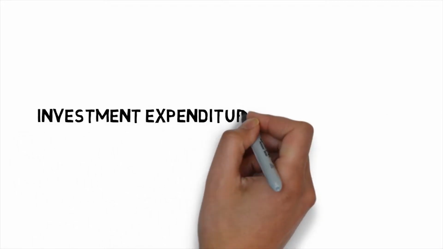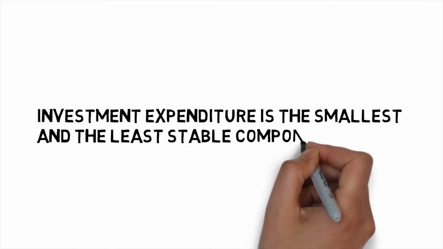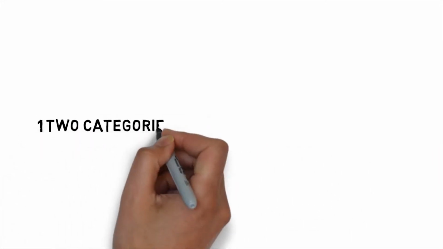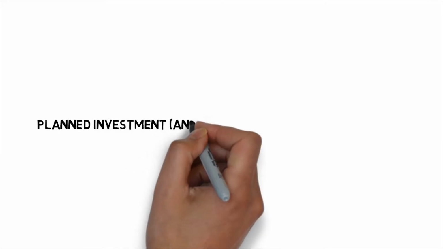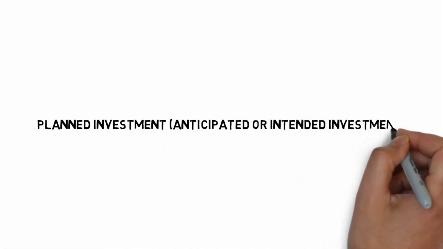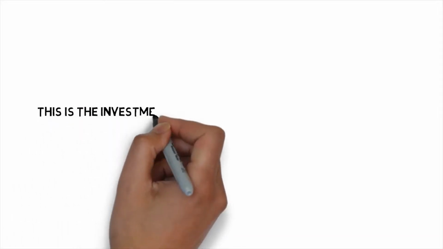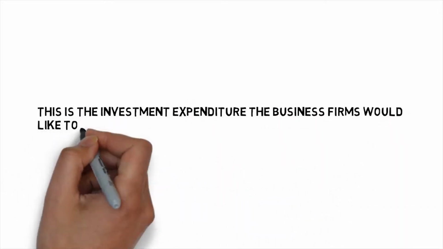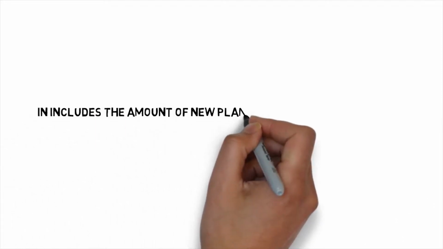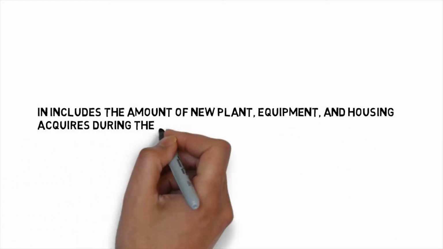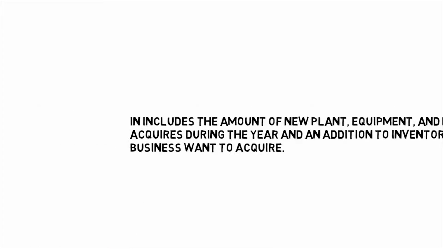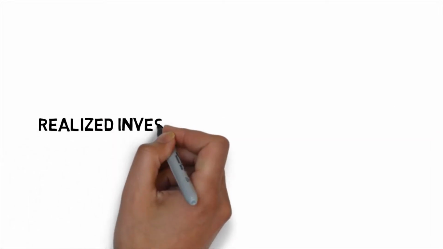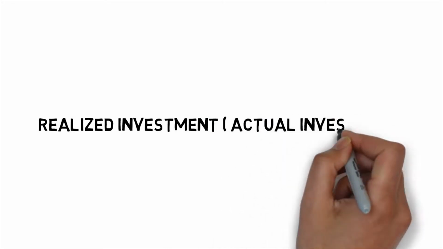Investment expenditures. Investment expenditure is the smallest and the least stable component of GNP. There are two categories of investment expenditures. One is planned investment, which is anticipated or intended investment. Planned investment is the investment expenditure the business firm would like to make over a period of time based on the condition of the economy. It includes the amount of new plant, equipment, and housing acquired during the year, in addition to inventories which businesses want to acquire. The second is realized investment, which is actual investment.